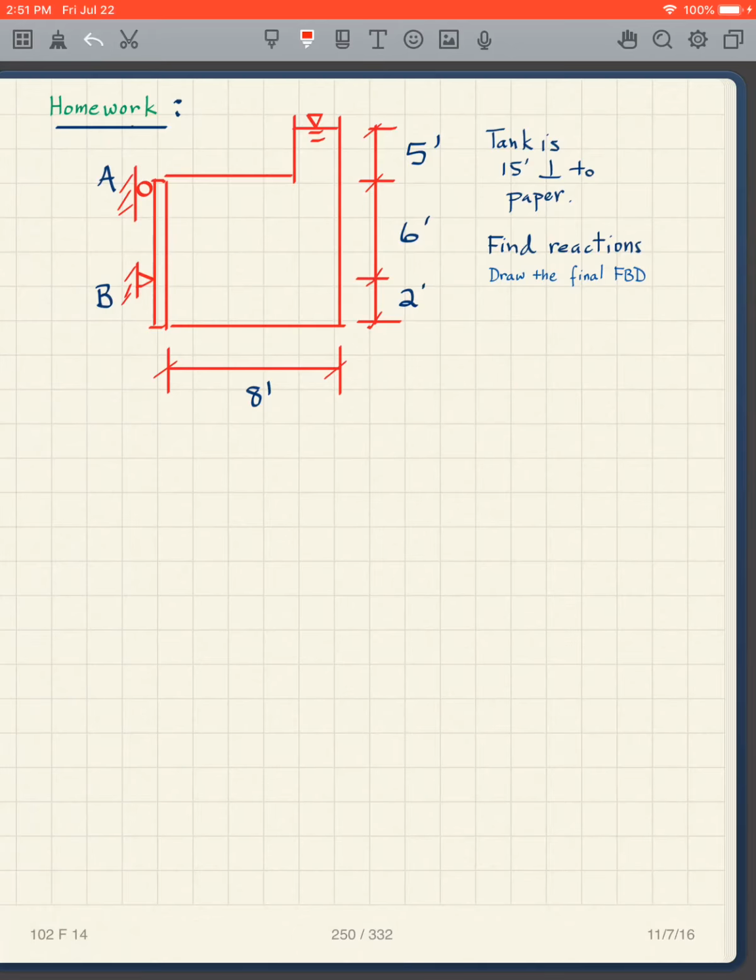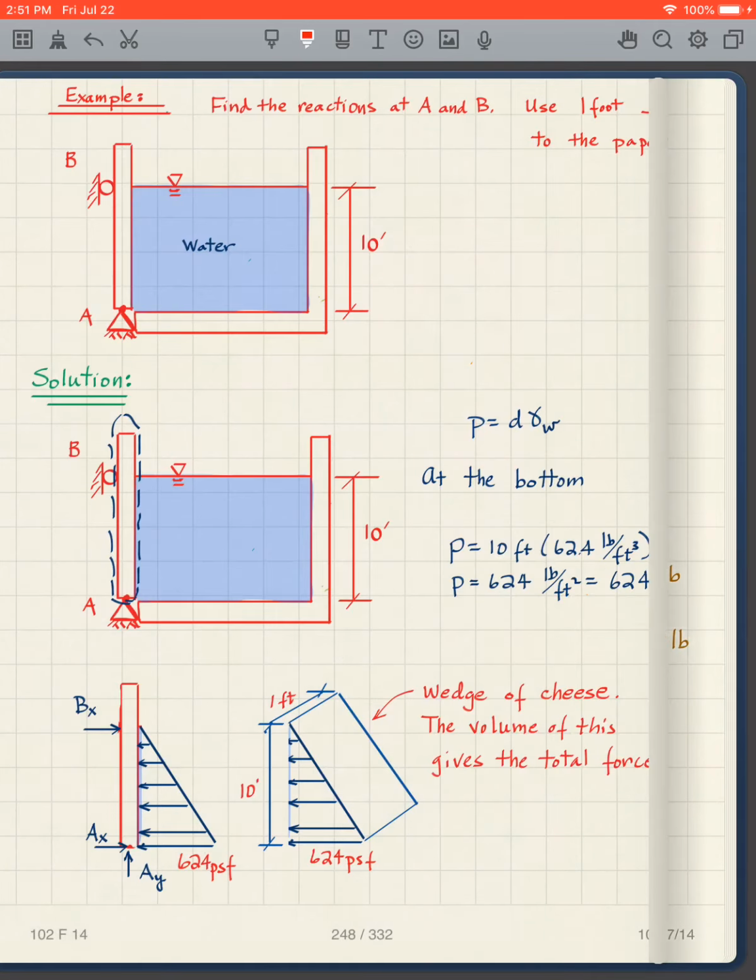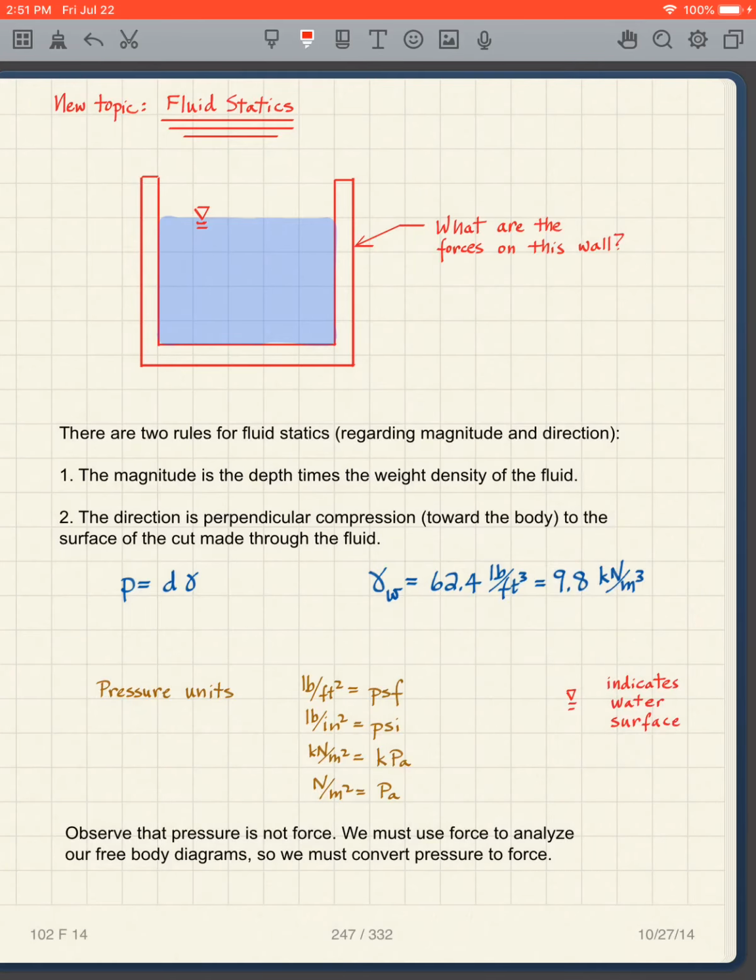We've got our two rules. We have to follow our two rules, which are simply that the magnitude is the depth times the density, and the direction is perpendicular compression. So notice volume does not play a role. Volume of the fluid does not come into this at all. It has nothing to do with what we're solving here. So be aware of that.